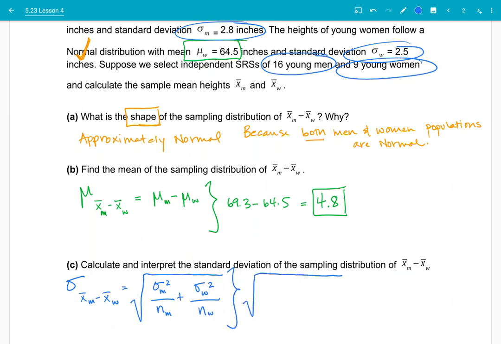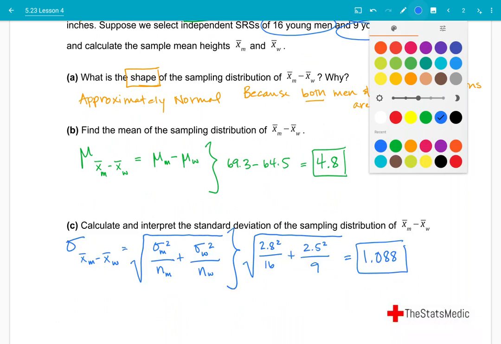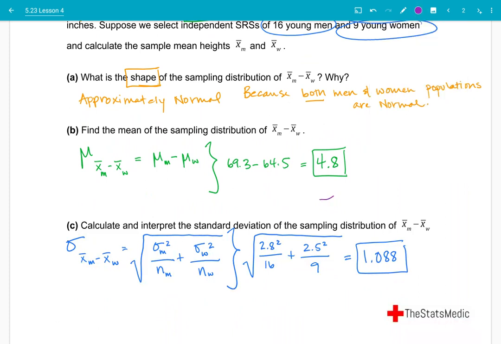We are going to do the square root of 2.8 squared over 16. Notice the 2.8 is the only part that's squared. The 16 is not. Be careful on that when you enter it in your calculator. And then we're adding to it the 2.5 squared over the 9. Once you enter that into your calculator, you should get a standard deviation of 1.088. So if we were to create a picture of this distribution, I'm going to draw it off to the side for you so you understand what we just found.